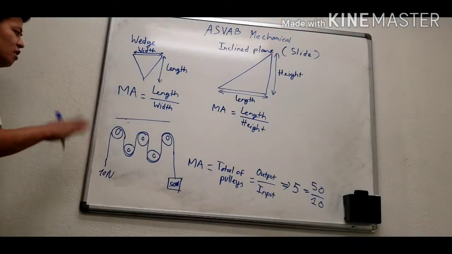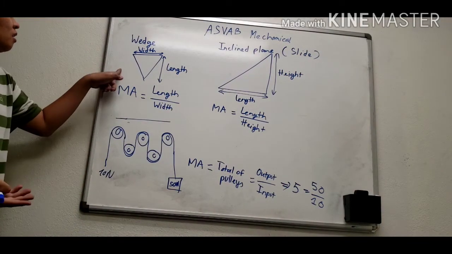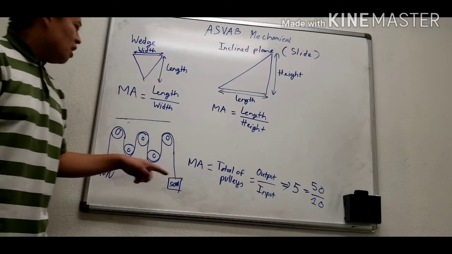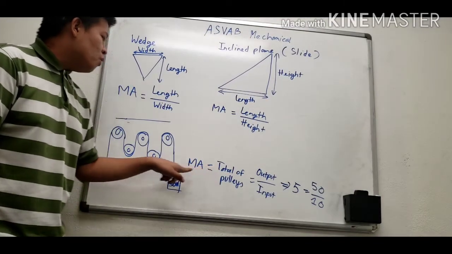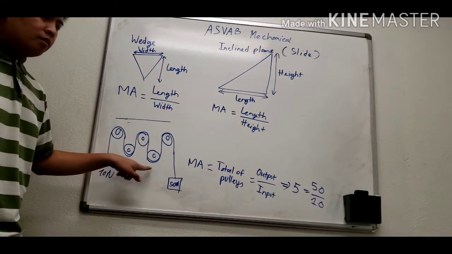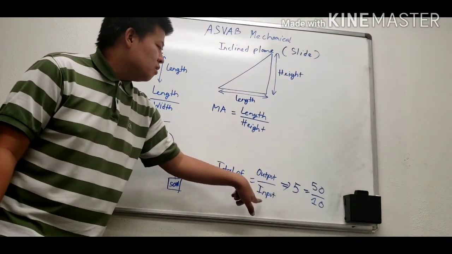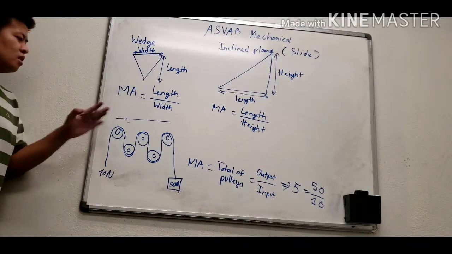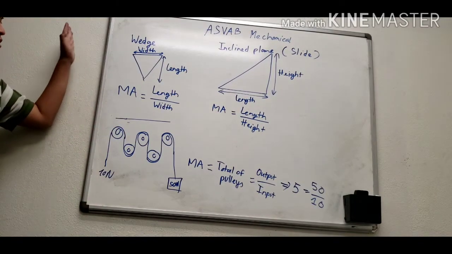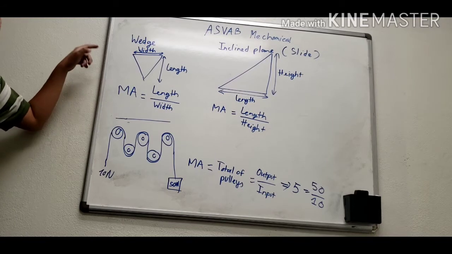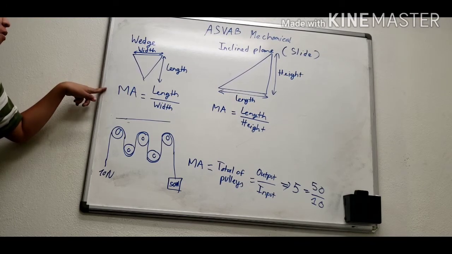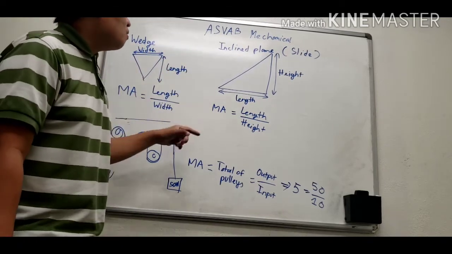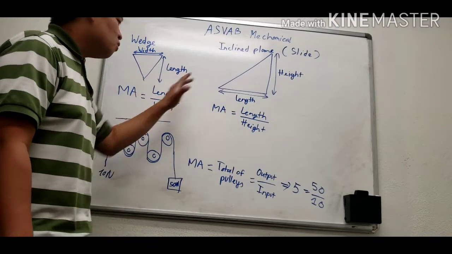So the pulley is a little bit different from the wedge and the inclined plane. We must remember that MA is equal to the total number of pulleys in the structure, which is equal to output divided by input. This one is so important, and we need to learn it because they can confuse the formulas here, and we must remember and understand how to apply the formula in different situations.